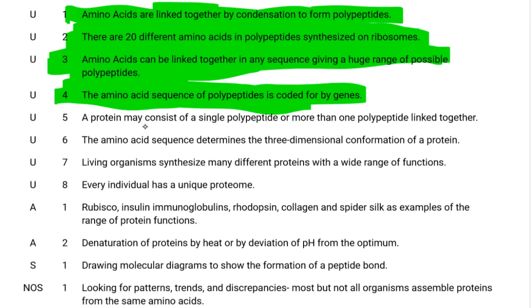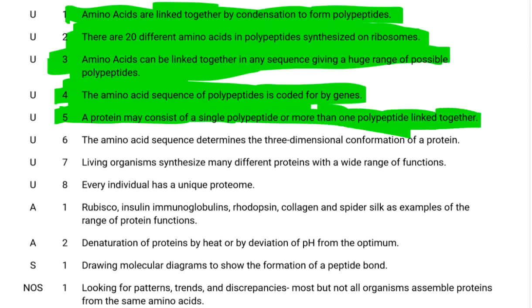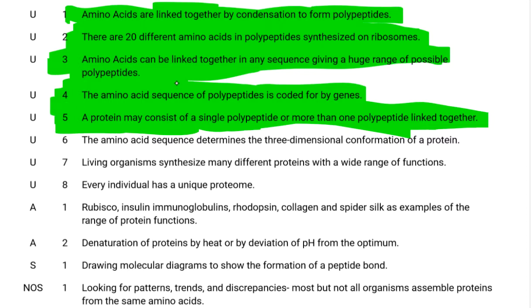Understanding 5 is that a protein may consist of a single polypeptide or more than one polypeptide linked together. This is actually something we call quaternary structure. So when we have a polypeptide, it can combine with other ones as well. For example, hemoglobin is a structure that consists of about four polypeptides, I believe, and even prosthetic groups, which is another form of quaternary arrangement. I'll make a video on proteins on another day where I can cover this stuff in more detail.